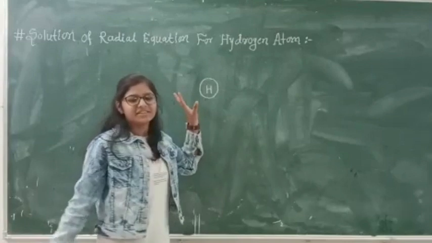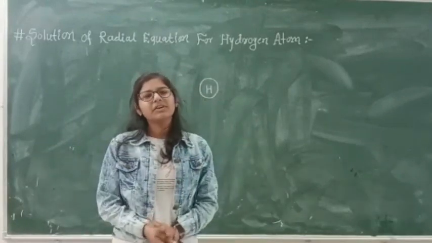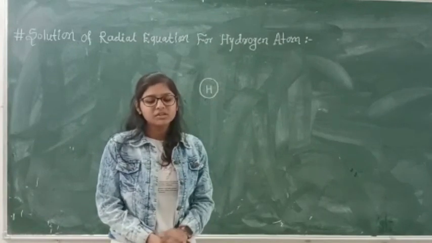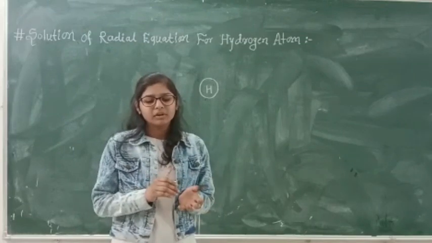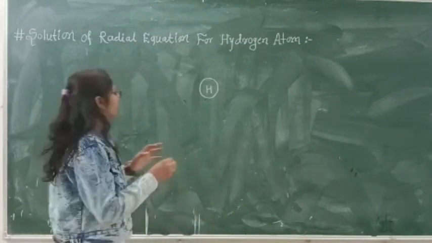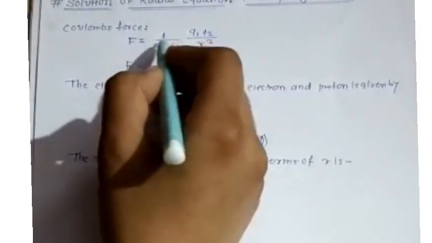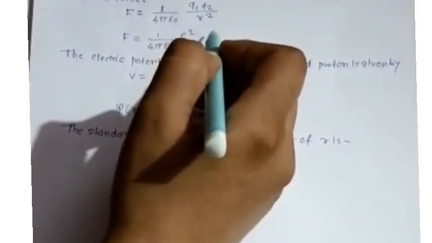For that, we have to consider a hydrogen atom, which consists of one proton and one electron. Here, the electron carries a negative charge and the proton carries a positive charge. Both the electron and proton are attracted by a Coulomb force, where the Coulomb force is given by F equals 1 upon 4 pi epsilon naught Q1 Q2 divided by r square.